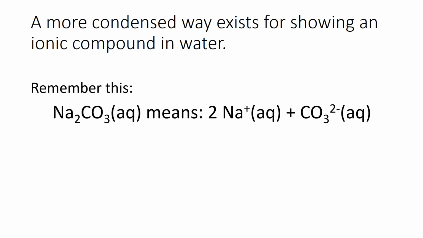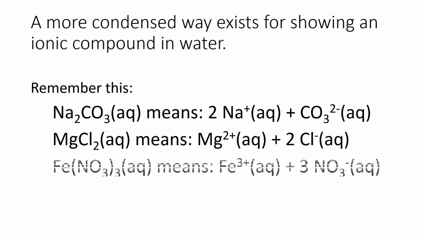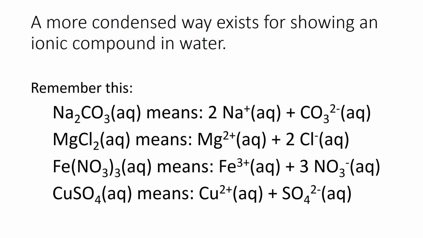So that AQ after the formula for the ionic compound means that I've got 2 of those sodium ions for every one of those formulas floating in the water, along with 1 carbonate ion floating in the water. And the same is true for any ionic compound that dissolves. Notice that for sodium carbonate, for every formula you get 3 different particles: 2 sodium ions, 1 carbonate ion.